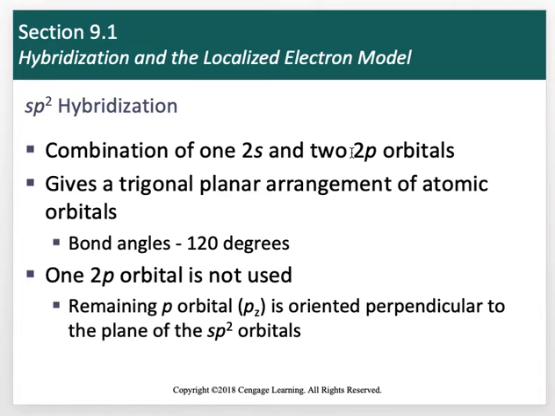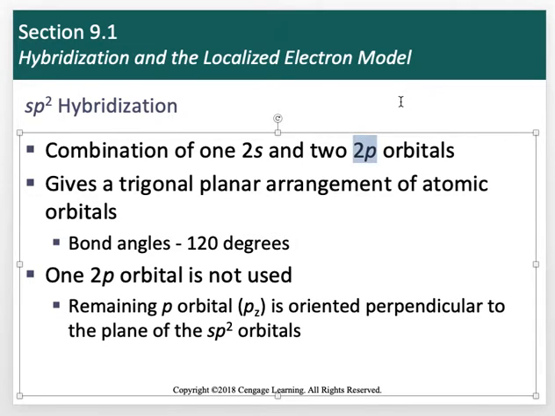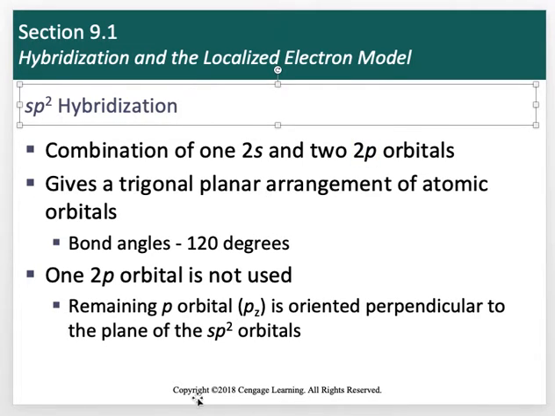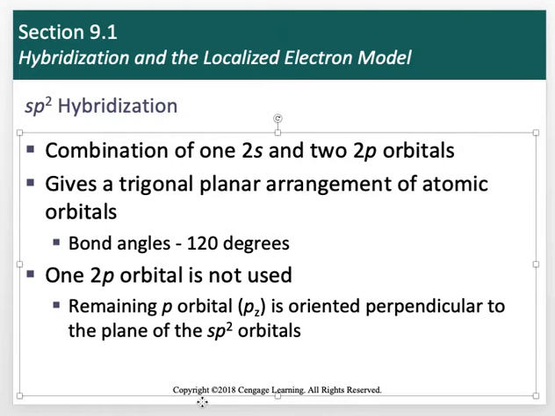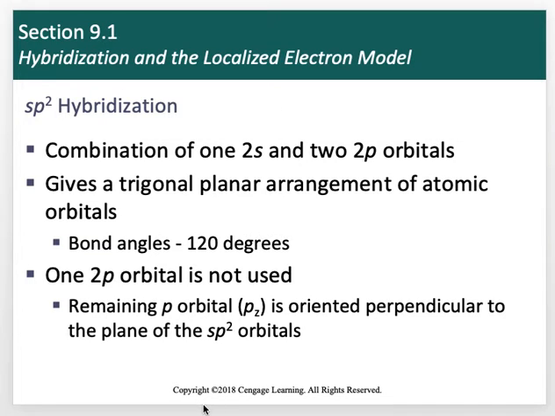So again, because we only use 2 of the 3 p orbitals, that unused p orbital is just going to hang out. It's going to stay a p orbital. It's going to continue to look like a dumbbell, or a bow tie, some people say. And sometimes that unused p orbital will be used to make a double bond or a triple bond, but we'll get to that in a little bit.